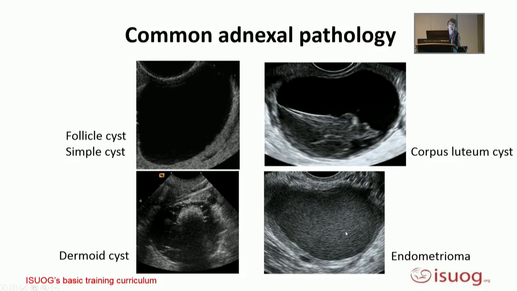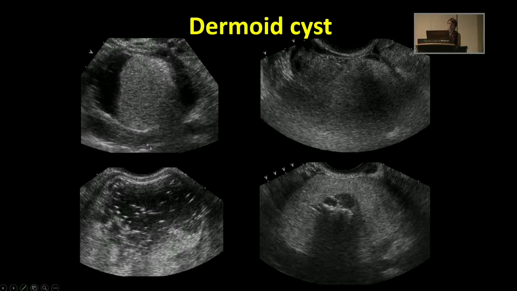Dermoid cysts and endometriomas are common findings in the adnexae, both in asymptomatic and symptomatic women. These are the typical ultrasound features of a dermoid cyst. The most typical feature is this one. You have a round white ball filling part or the whole of the cyst. This white ball consists of hair and sebum.